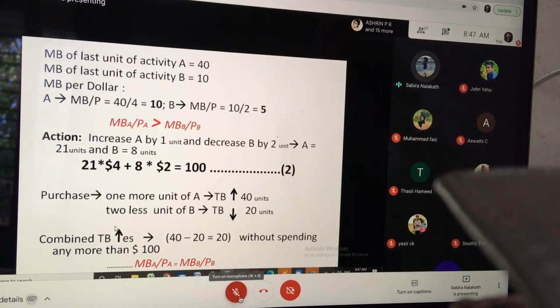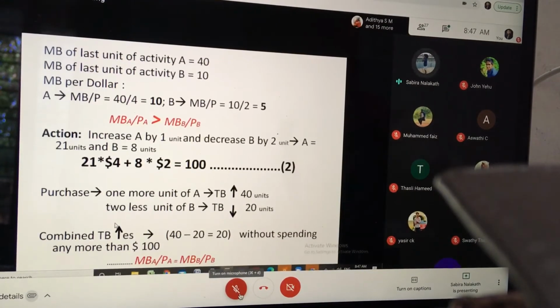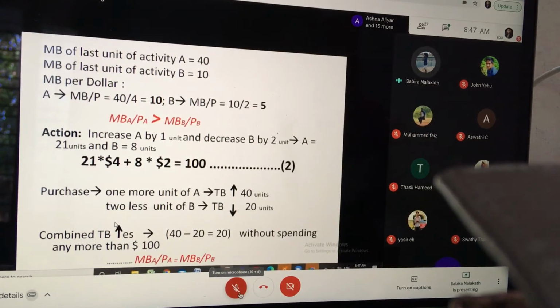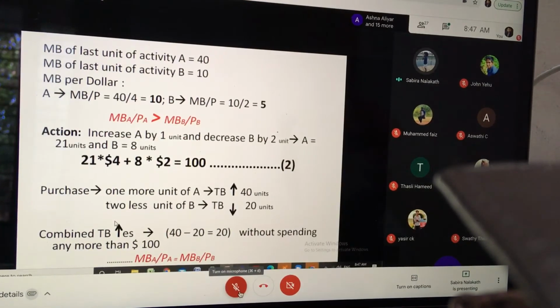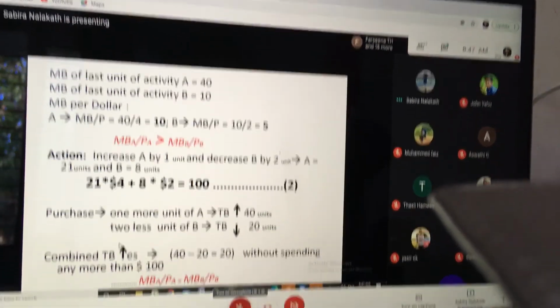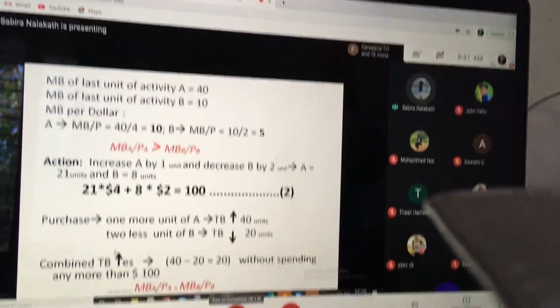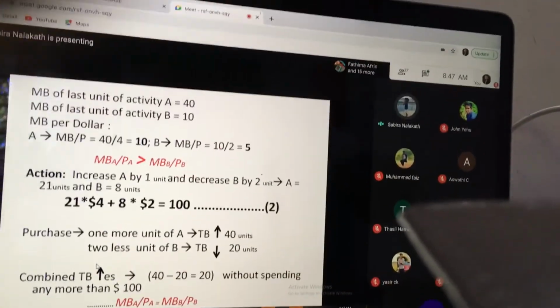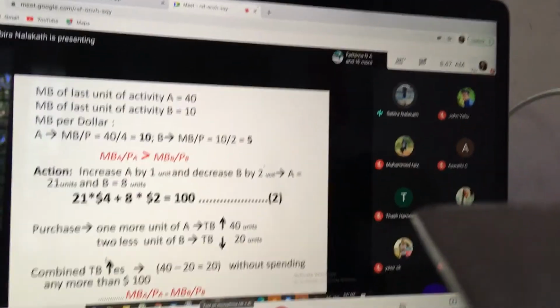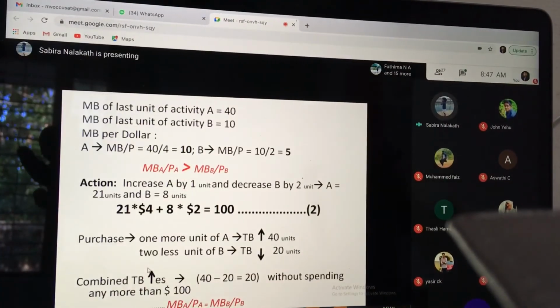Okay, what will happen to the total benefit if he does it like this? When we're talking about TV and radio ads, we can relate this with time, like 20 times or 30 times. Or if it is a commodity, we can use unit-wise terms. So if we are talking about a commodity, purchasing one more unit of A increases the total benefit by 40 units.